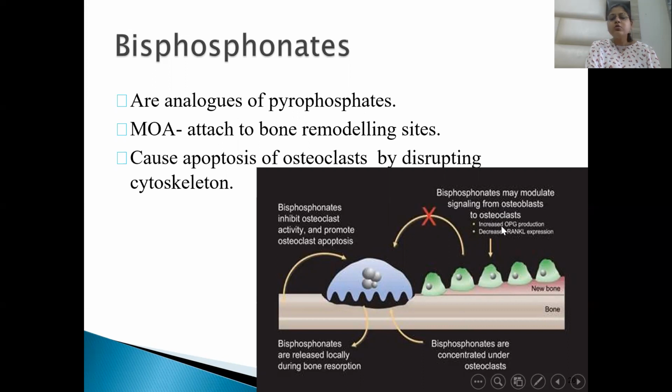They will increase the osteoprotegerin protein production, which stimulates the osteoblast, and they will decrease the RANKL expression, which stimulates the osteoclast. So RANKL expression will reduce, so stimulation of osteoclast will reduce, and they also cause osteoclastic apoptosis, and osteoprotegerin production will increase. That will lead to increased osteoblastic activity. They concentrate in the bone and are released when there is more bone resorption, and they inhibit the osteoclastic activity and cause osteoclastic apoptosis.